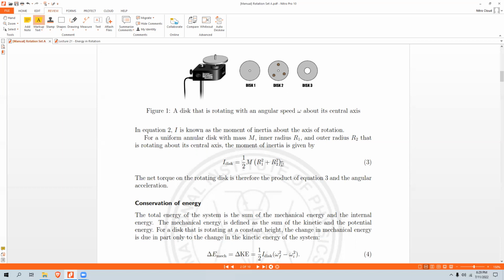The moment of inertia of this disk is 1/2 m, where m is your mass, times r1 squared plus r2 squared. r1 is the inner radius and r2 is the outer radius. So the net torque on the rotating disk is therefore the product of this equation, equation 3, and the angular acceleration, which we will be dealing with later on.